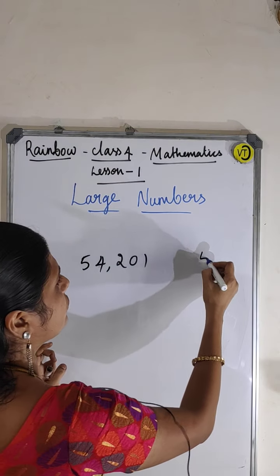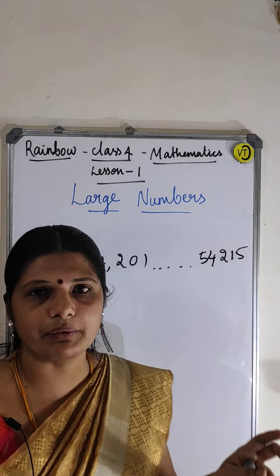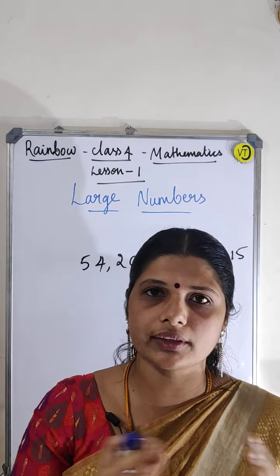54,201 to 54,215 is there. In between, how many numbers? I mean, in the sense of what are the numbers? All the numbers.